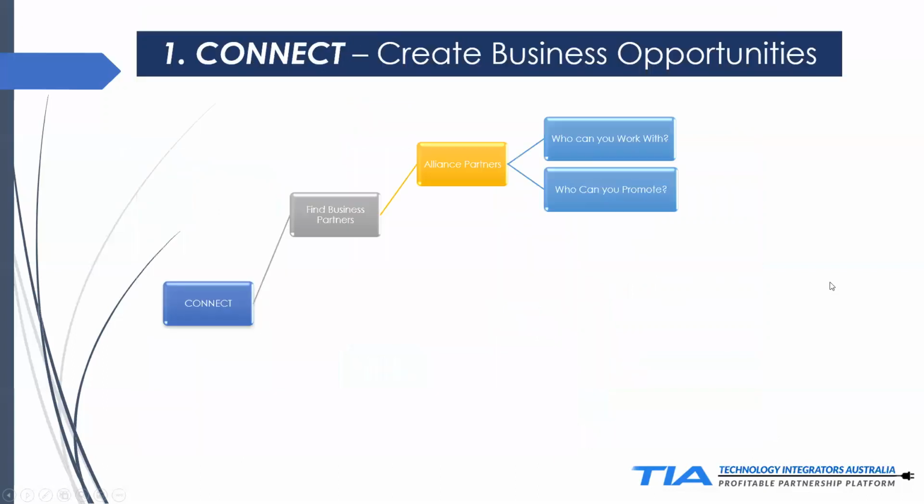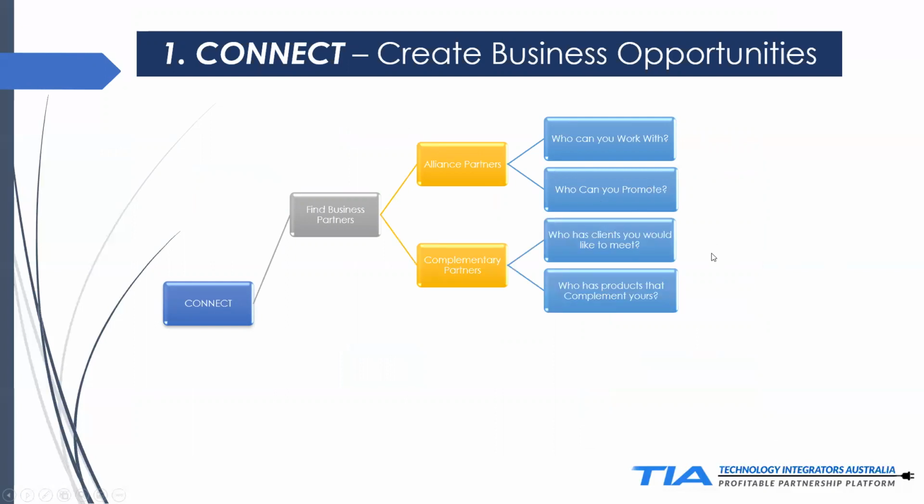So going to the next one, we've got our Connect page. This has already been done. We've got our alliance partners. Who can you work with and who can you promote? And complementary partners: who has clients that you would like to meet and who has products that complement your products. So these are kind of ways that you can create partnerships with these different organizations. Now that part has already been pretty much done. We may just have to rearrange how it's presented a little bit.